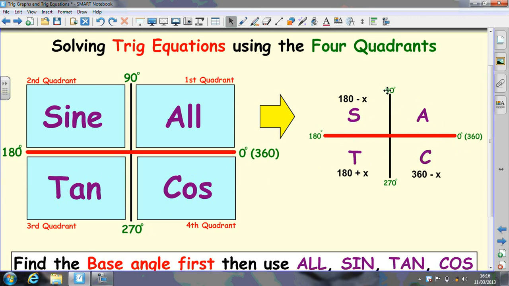Now, you might be wondering what we have done all this for. Well, this is really a memory aid to work out what to do in the graphs to solve the equations, to go backwards from 180, to go forwards from 180, to go back from 360, and so on. And in the next video, I'll show you how to use this to actually do some calculations.